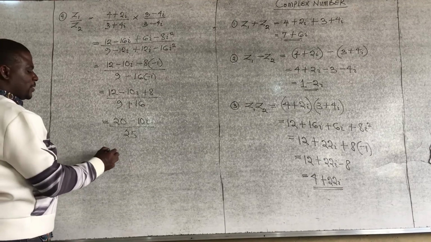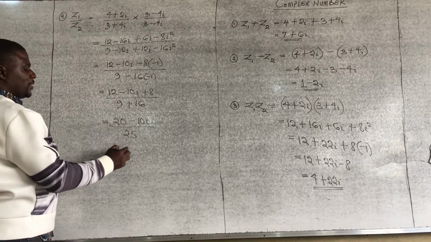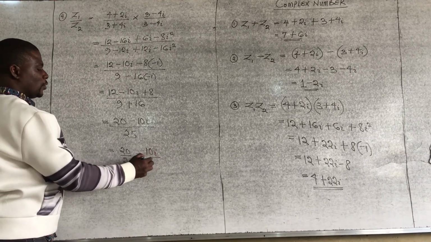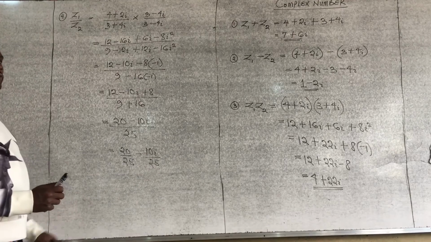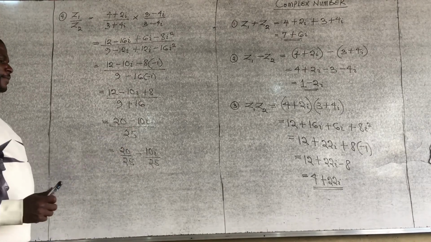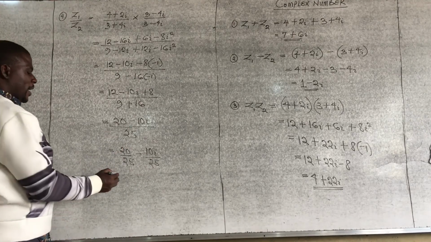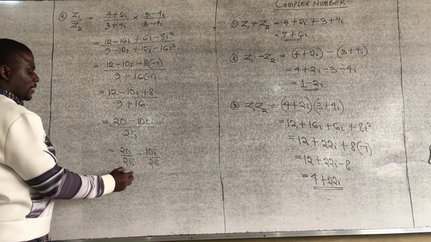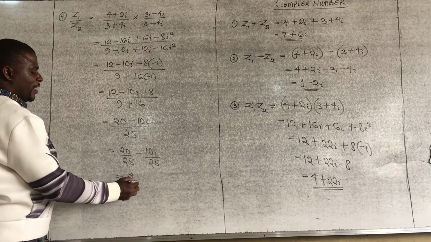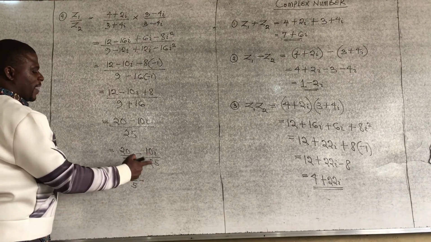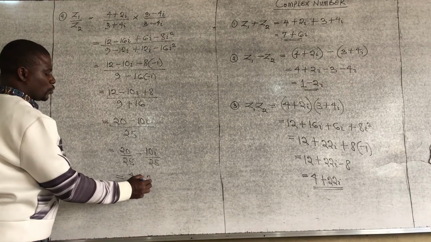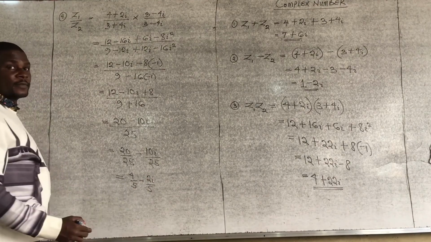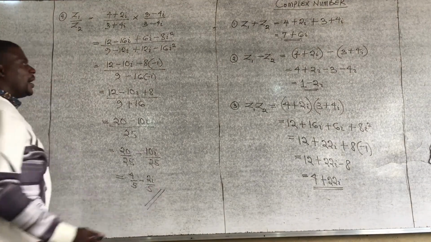So here now you can say 20 over 25 minus 10i over 25. You give the 25 to the two of them. So here I can say 4 can go into 20 and 25, that's 4 over 5, minus 5 can also go into 10 and 25, 2i over 5. So this is the final answer.